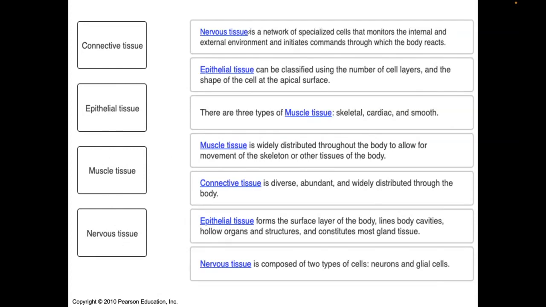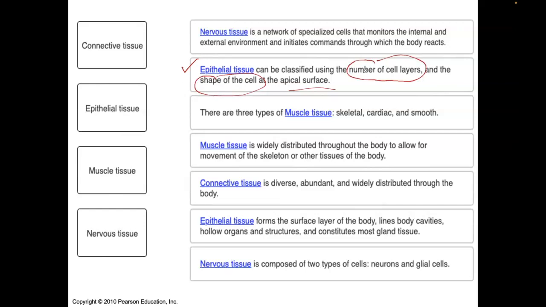neural tissue. So blank is a network of specialized cells that monitors the internal and external environment and initiates commands through which the body reacts. So that's going to be nervous tissue. That's a no-brainer. All right, what type of tissue is classified using the number of cell layers and the shape of the cell at the apical surface? Well, that was the first tissue we discussed, which was epithelial tissue.